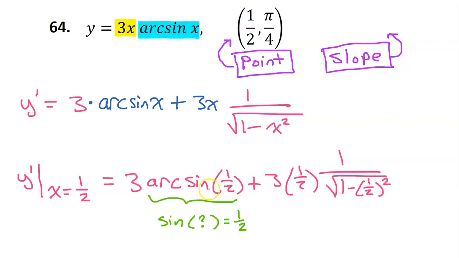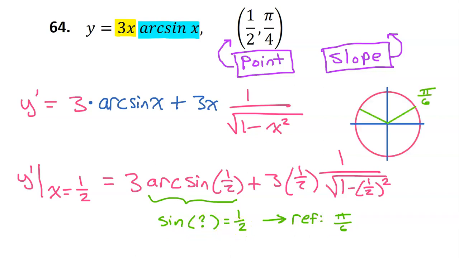When you see arcsine of 1/2, you should be thinking to yourself, the sine of what angle is equal to 1/2? And the answer to that question will tell you the reference angle, which is pi over 6. The sine of pi over 6 is equal to 1/2. So here is our reference angle of pi over 6.